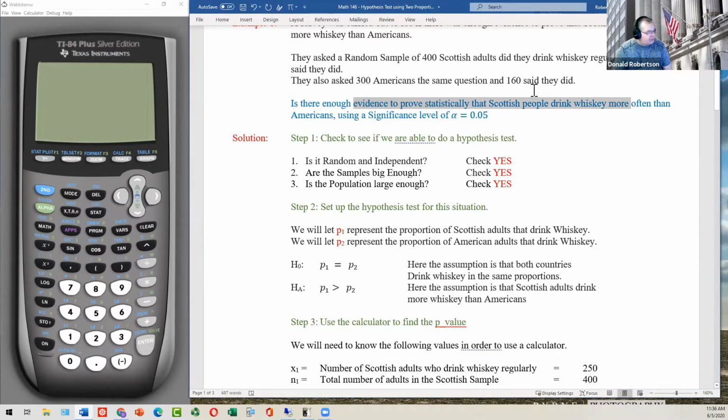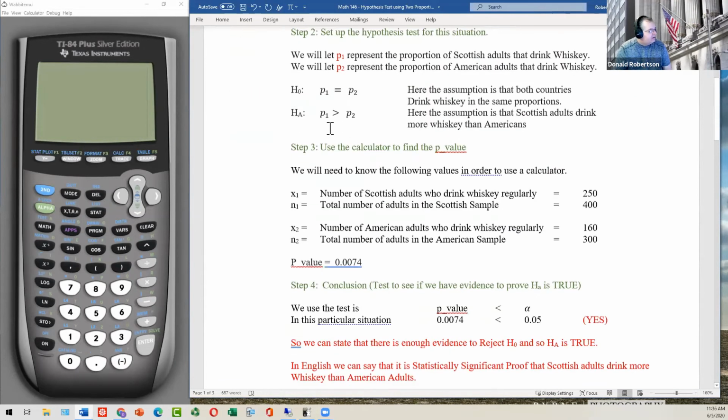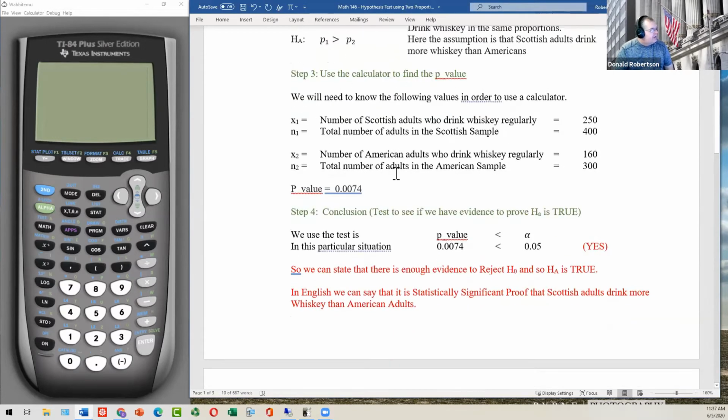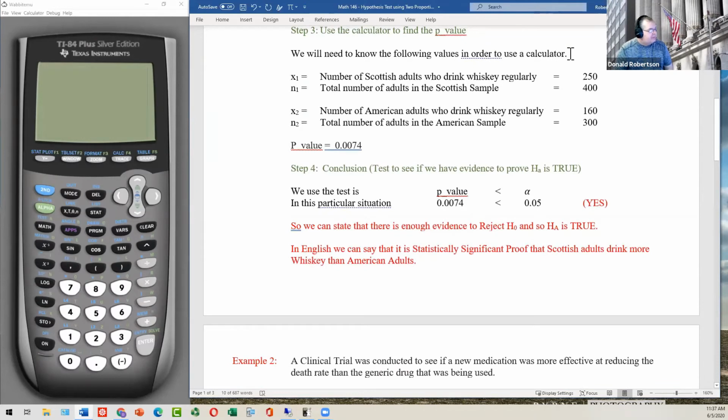So this blue bit is where I figured out that I wanted to do that. If they had said, prove to me that the first lot is less than the second lot, then I'd make that a less than symbol. And if they said, prove the first lot is different, I don't know how different, but it's different, it's not the same as the second lot, then you put a not equals to here. And then you come to step 3.